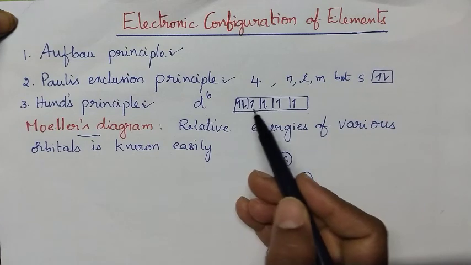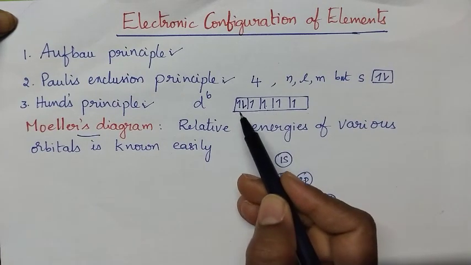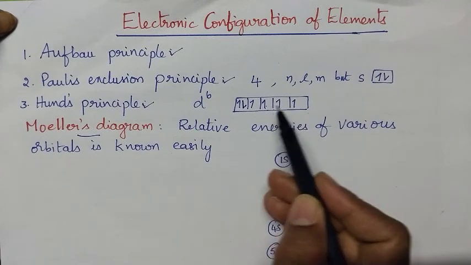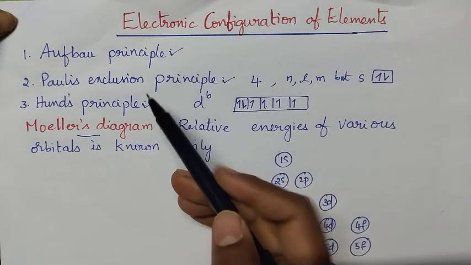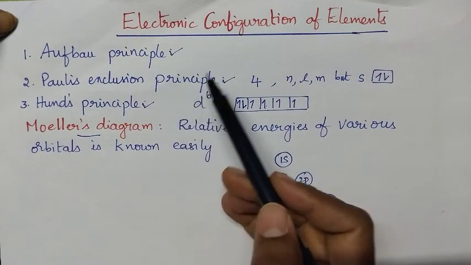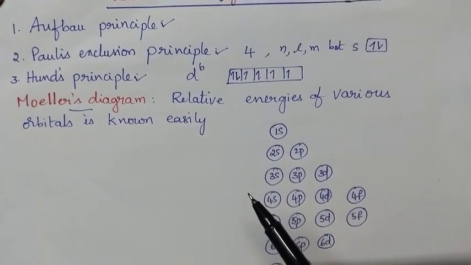So, in this way, whenever degenerate orbitals are available, we have to fill each orbital with a single electron, then only the pairing will start. So, these are the three basic principles. Based upon these three principles, one will write the electronic configuration. So, let us move on to the Moeller diagram.